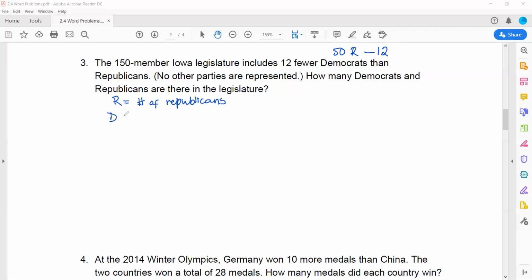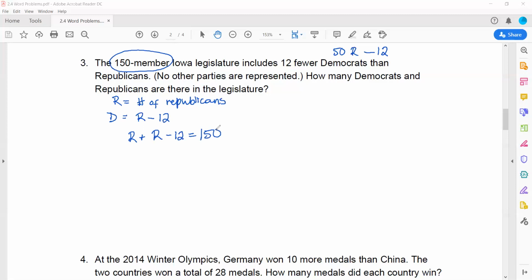And then our Democrats, this isn't really a definition, it's going to be our expression. The Democrats is the number of Republicans minus 12. So it's going to be R minus 12. So now let's go ahead and set up our equation. What we do know, our other piece of given information is that we have 150 members altogether. So if we take the number of Republicans R and add the number of Democrats, which we could put D, but that's not going to help us with 2 variables. We want 1 variable, so let's use R minus 12, should equal 150.